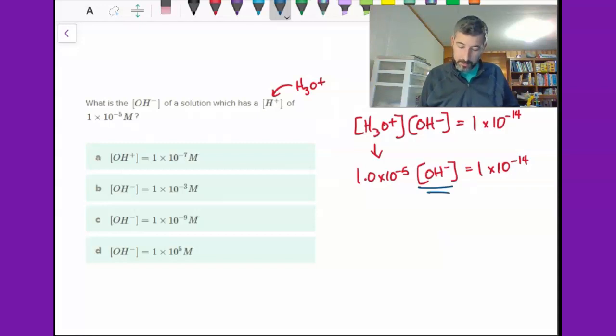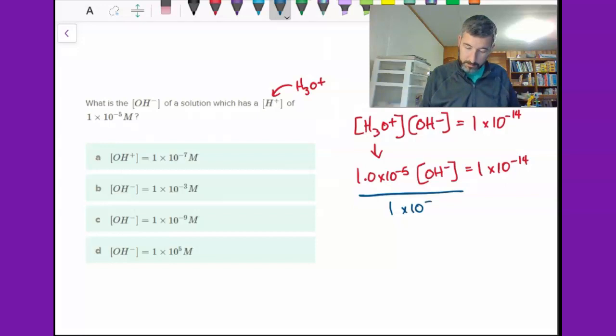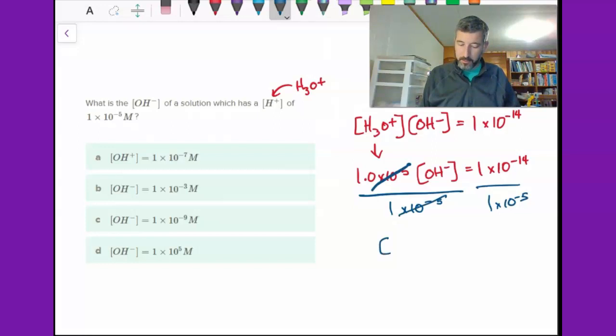Right? So you should have said what you would do to both sides is you would divide by hydronium, right? You would divide by 1 times 10 to the negative 5. All right? So that takes care of the 1 times 10 to the negative 5, and it gives me hydroxide by itself. So the only thing we have to do now is get out a calculator.